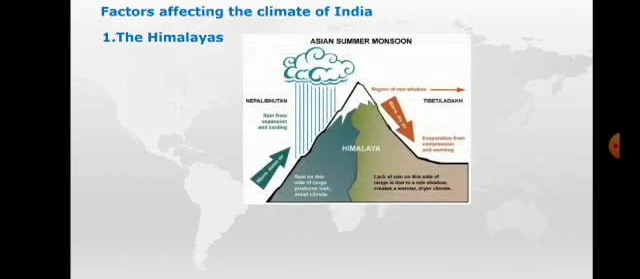Here the Himalayas form a climatic barrier separating the Indian subcontinent from the rest of Asia. The Himalayas are like barriers standing, and they do not allow the cold Siberian winds to enter into the Indian region. If the Himalayas were not there, what would have happened, isn't it? India would have become frozen.